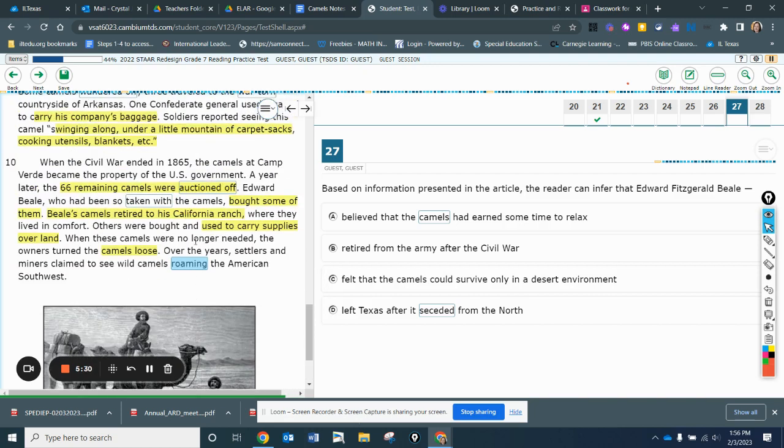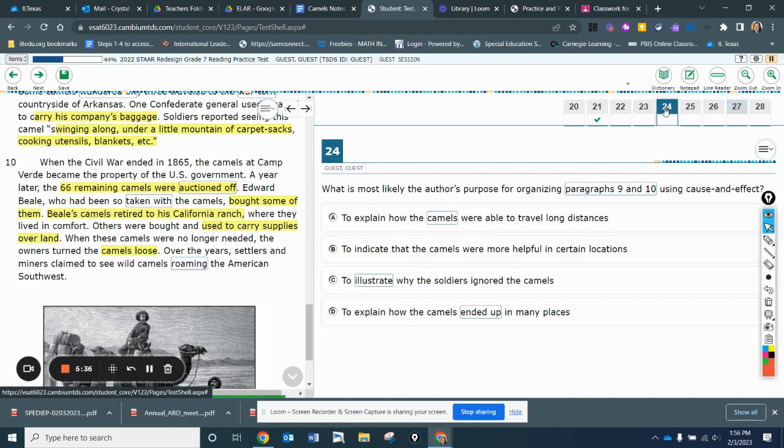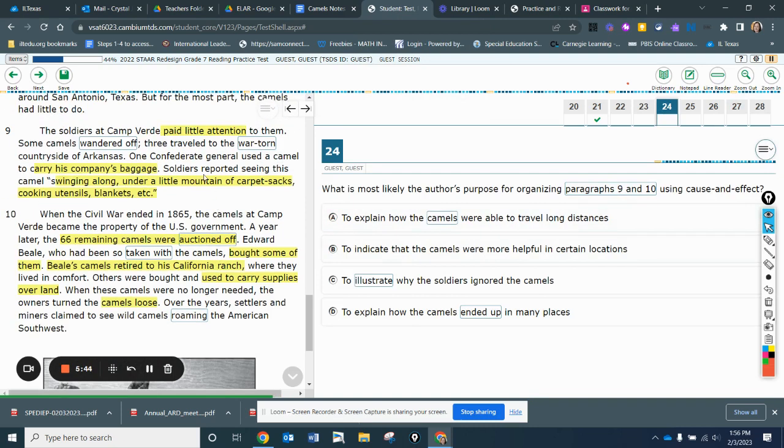Okay, so let's see. What number was that? I already forgot. The cause and effect. Number 24. Okay, why was this the cause and effect? To explain how the camels were able to travel long distances. I did not see anything about that explanation in there. To indicate that the camels were more helpful in certain locations. Let's see, were they more helpful in certain locations?